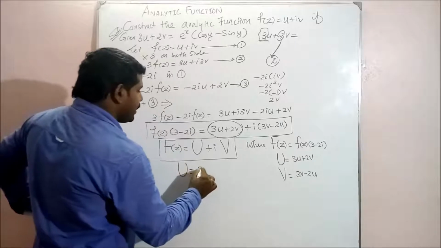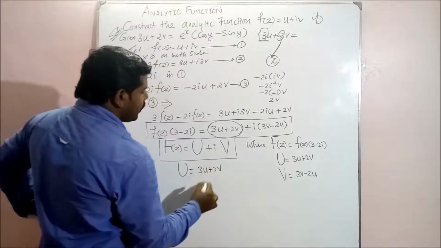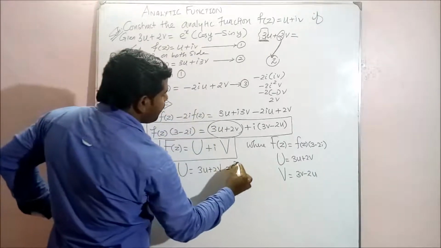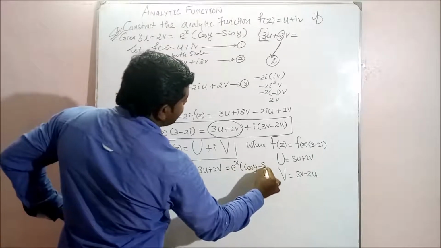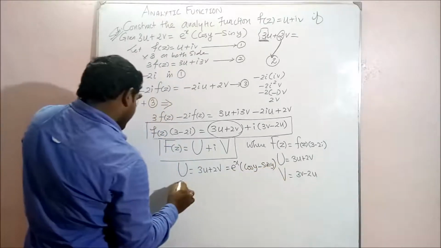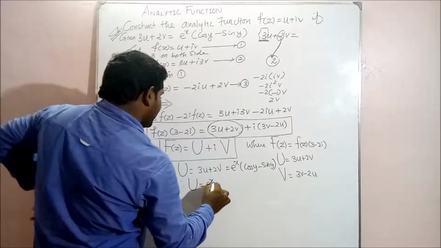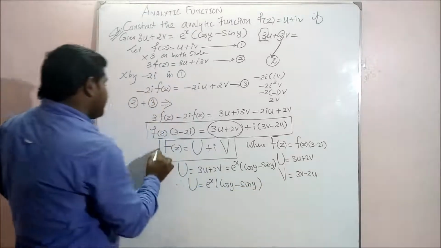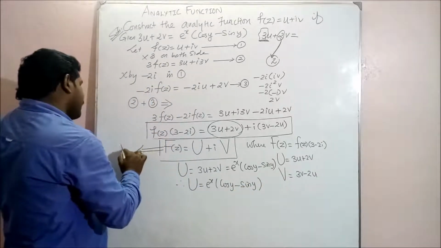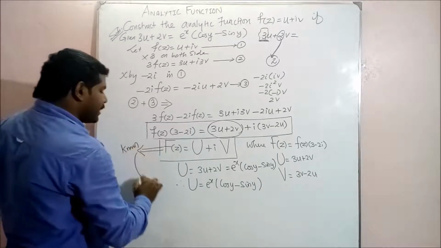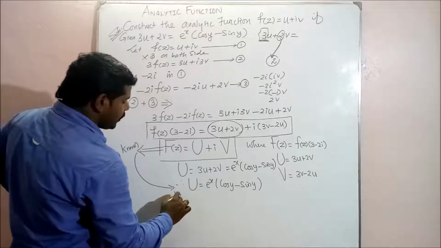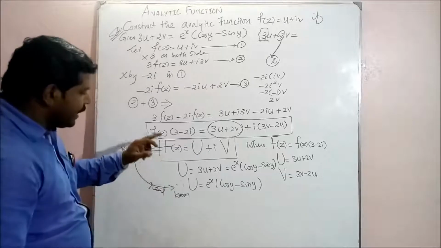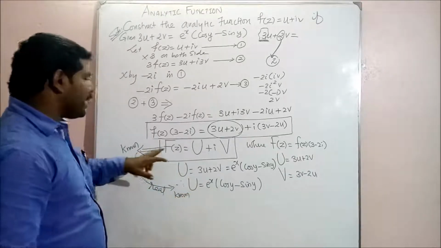So capital U அப்படிங்கிறது 3u plus 2v அப்படின்னு வரும். இந்த 3u plus 2v நமக்கு என்ன கொடுத்திருக்காங்க? e power x into cos y minus sin y அப்படின்னு கொடுத்திருக்காங்க. So therefore capital U equal to e power x into cos y minus sin y. இப்போ capital U தெரியுது, real part is known. அப்போ இந்த real part வச்சு we can find out capital F of z.